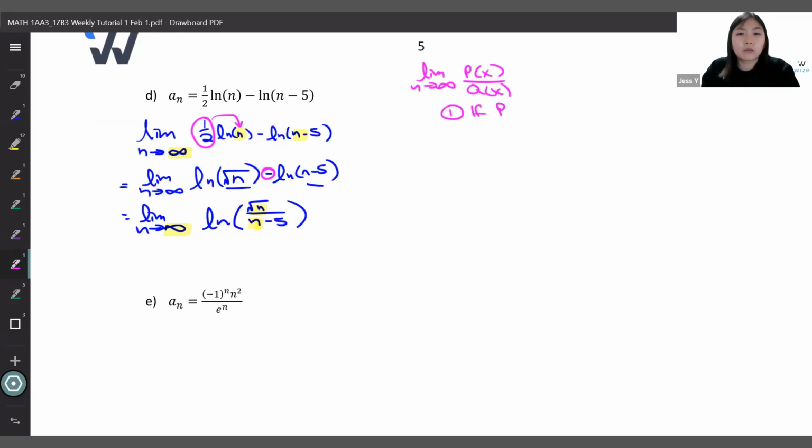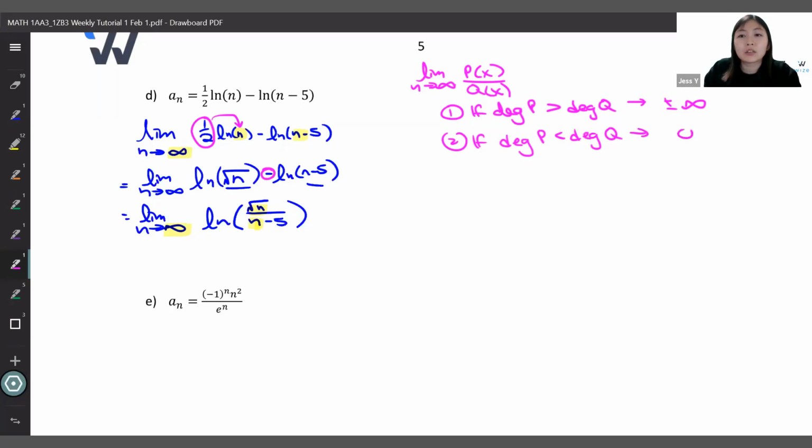if the degree of the numerator is bigger than the degree of the denominator, the limit is just going to be plus or minus infinity. If the degree of the numerator is less than the degree of the denominator, the limit is just going to be zero. And the third one, if the degree of the numerator is the same as the degree of the denominator, then we divide the coefficients of the highest degree terms.